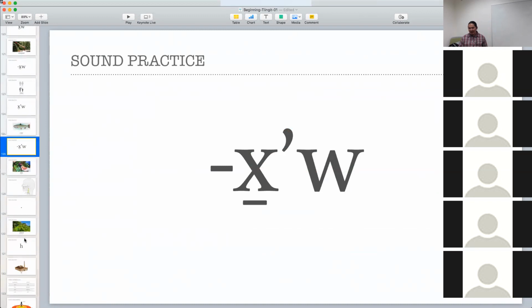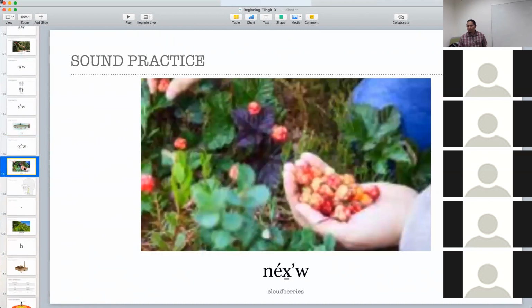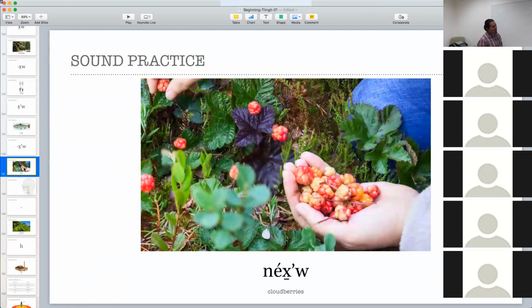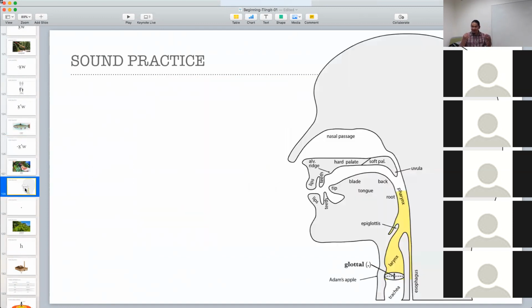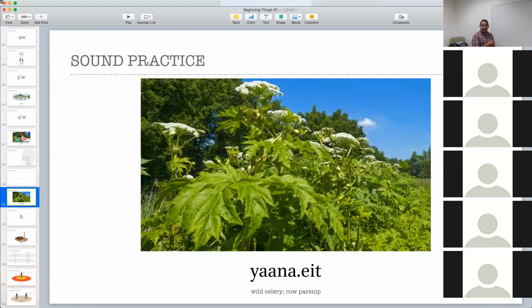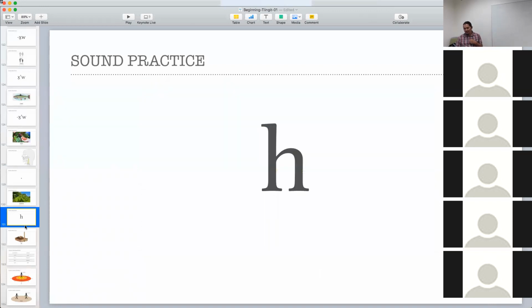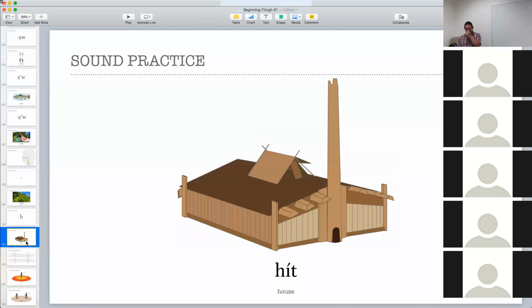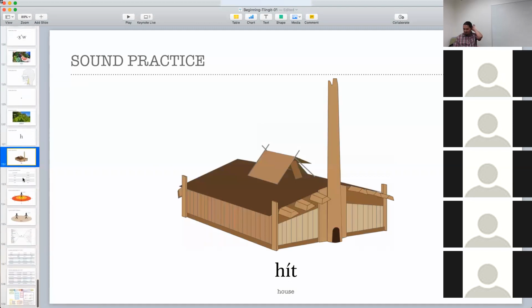And then at the end, akh, nekh, nech. Then you go into the throat. There's only two sounds there. That's what that one sounds like. Yana eight, yana eight. Hit, hit. Okay. That's all the sounds.